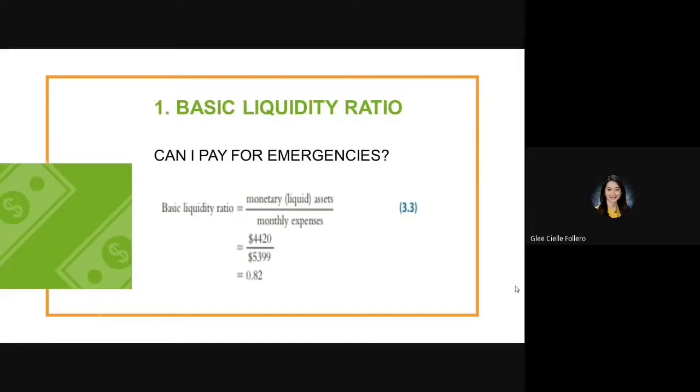So meaning, if 0.82 yung basic liquidity ratio mo, you are not able to support your expenses for even 1 month if you are faced with the loss of income. So kapag nawalan ka ng job, ay hindi mo kayang ma-meet yung expenses mo by your monetary assets.